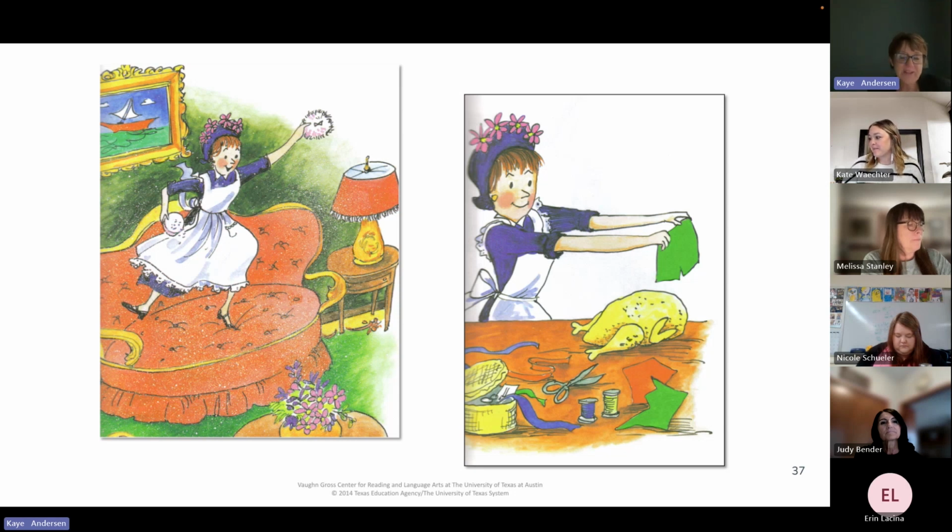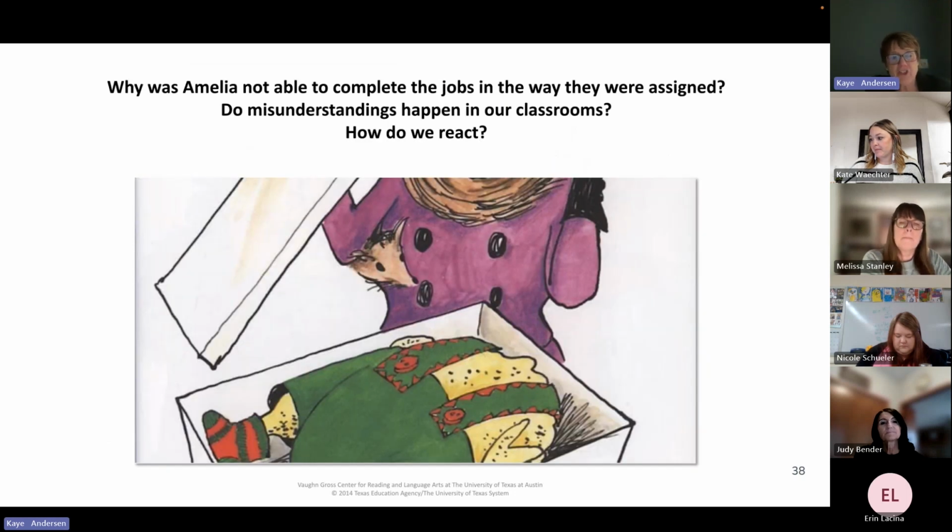When Amelia Bedelia was asked to dress the turkey, she did exactly that. She dressed the turkey. If we are able to immediately step in and correct the mistake before they move on, we will change how they complete the job or the assignment that we give.